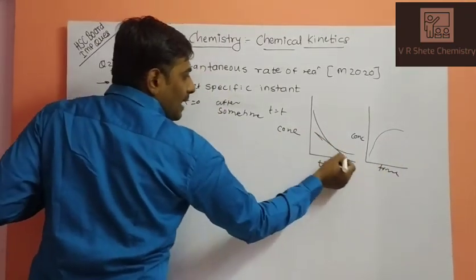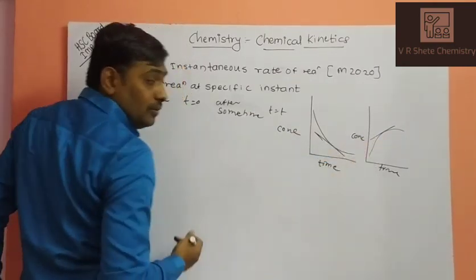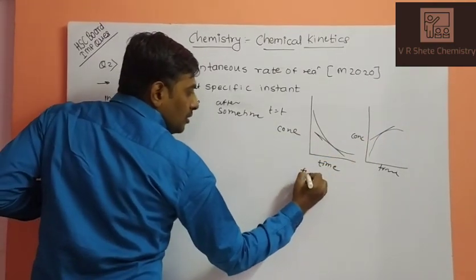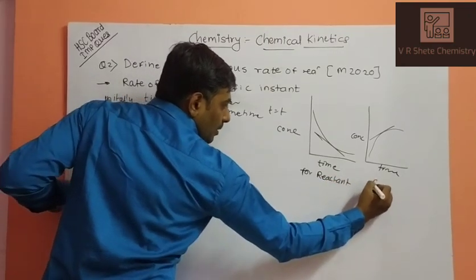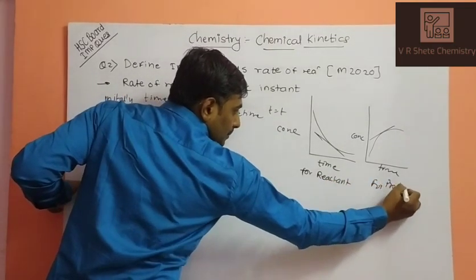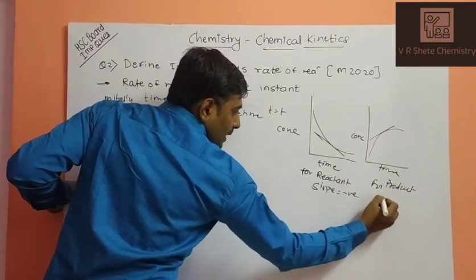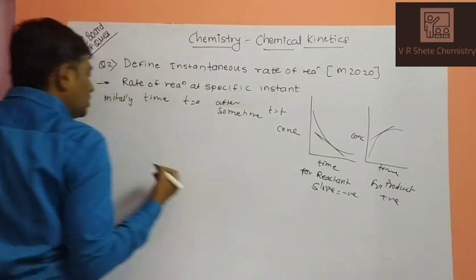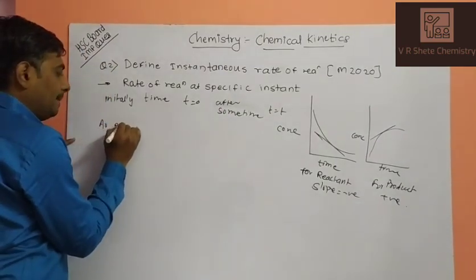So when you are drawing the graph, we get two different slopes. Here a negative slope, here a positive slope will be obtained. This graph is for the reactant and this is for the product. The slope is negative here and the slope is positive here. So we have already studied what the average rate is.